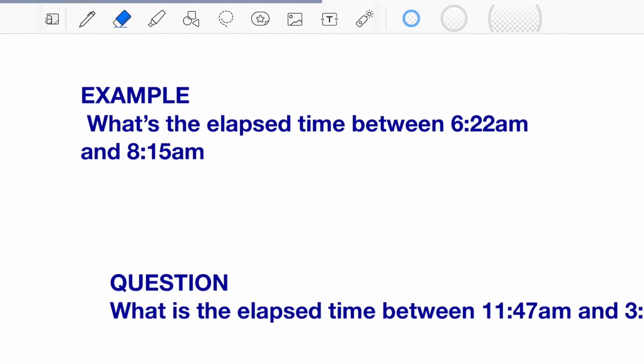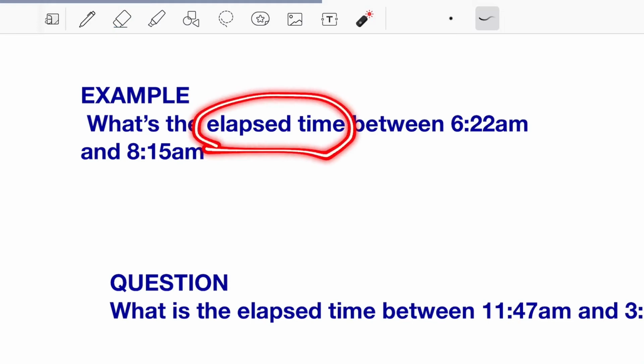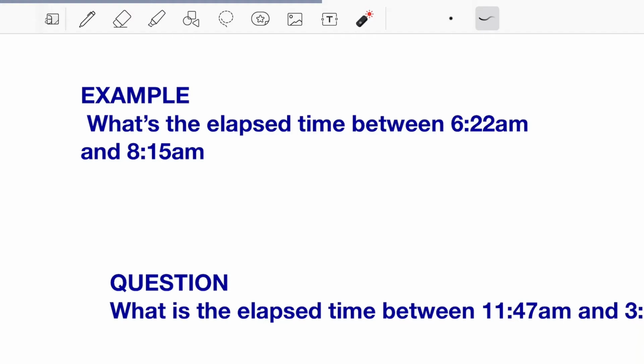So let's talk about elapsed time. When we hear the term elapsed time, we can think about how long something took, how much time from a particular start time to a particular end time, or we can use the term duration. What was the duration of the football match? All of those are more or less the same thing. How much time something took, what's the duration of an activity, elapsed time, they are all similar.